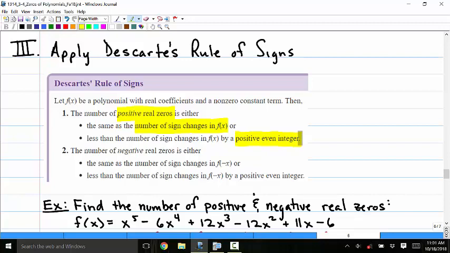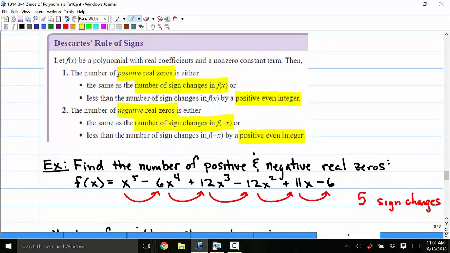We can also tell how many negative real zeros that we have. It's the same as the number of sign changes in f of negative x, or it's less than the number of sign changes in f of negative x by a positive even integer. Let's go see how that's applied.